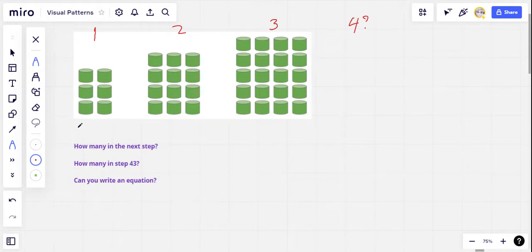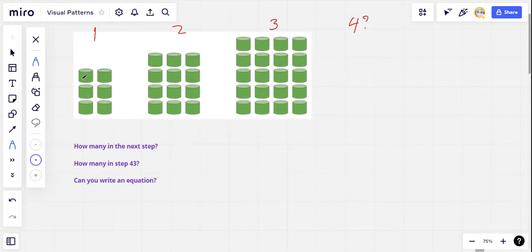All right. So let's just look at this and see if we can gain some intuition about it. What I see is a group of cylinders that's getting much bigger really quickly. So my first thought is maybe this is not linear. Maybe this is quadratic or something else because it's expanding really rapidly. And I think we're going to end up with a pretty big number in step 43. Maybe we should try to predict step four just by seeing what patterns are here.